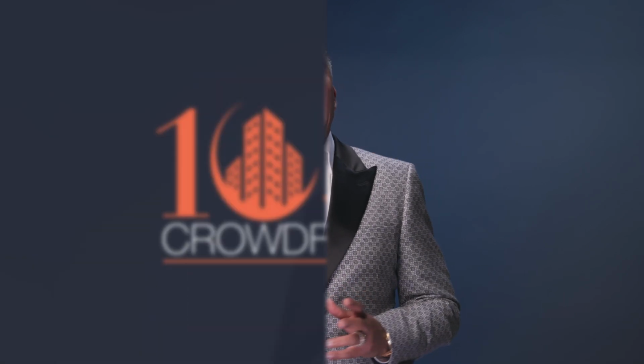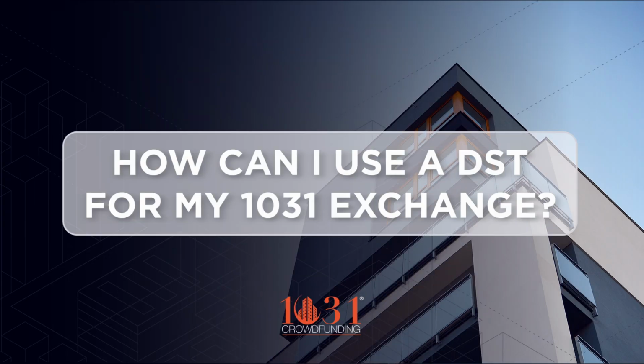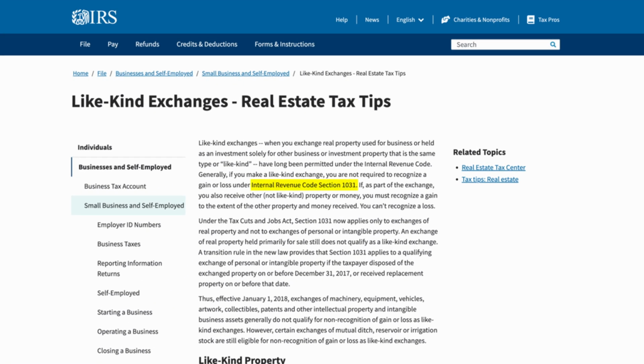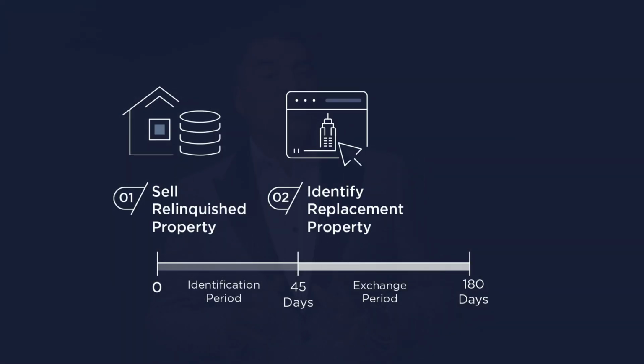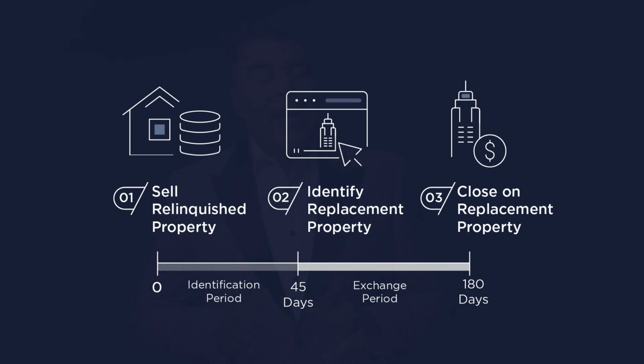Here we're going to talk about how I can use a DST for my 1031 exchange. Well, what is a 1031 exchange? It is an IRS code, and that code allows you to take an investment property, sell it, follow certain rules, and as long as you follow those rules and continue to buy and sell until you pass away, you and your family will never realize any type of taxes. We call it swap until you drop.